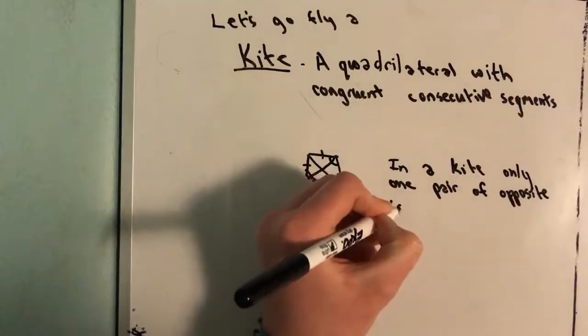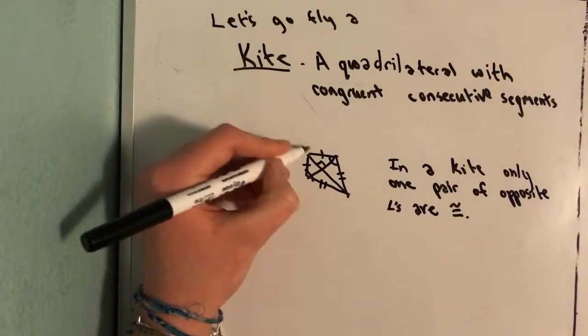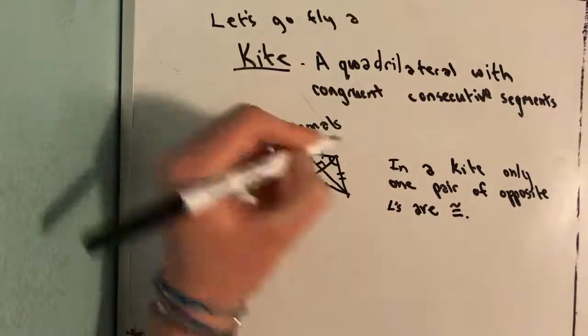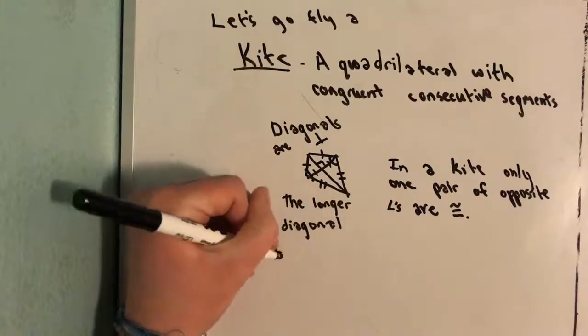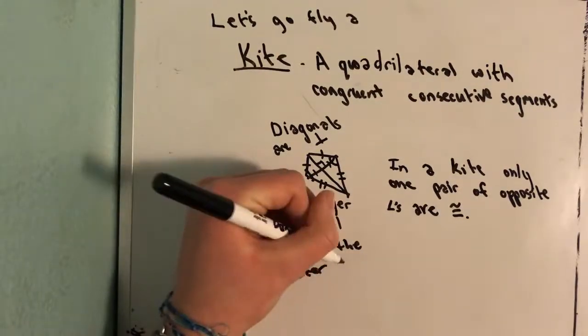Kite, a quadrilateral with congruent consecutive segments. In a kite, only one pair of opposite angles are congruent. The diagonals are perpendicular, and the longer diagonal bisects the shorter diagonal.